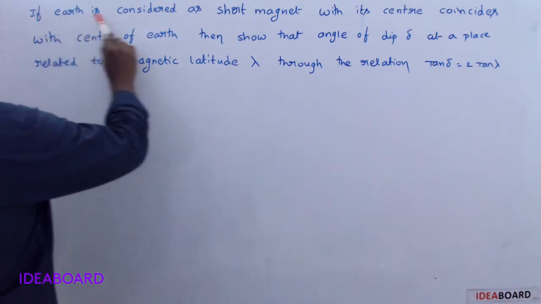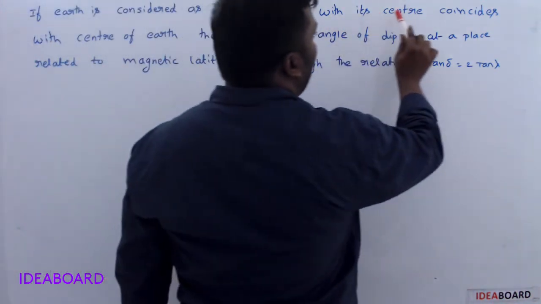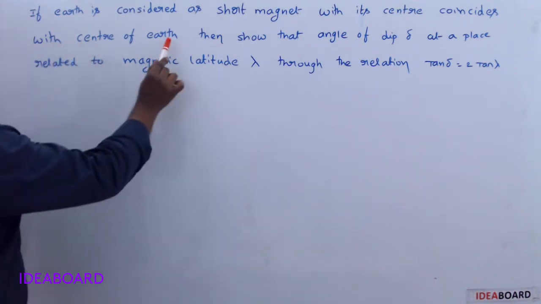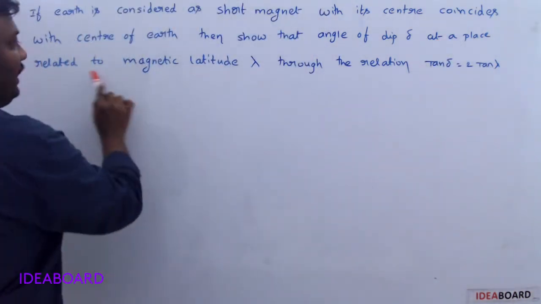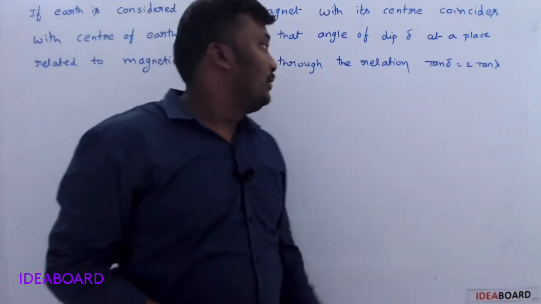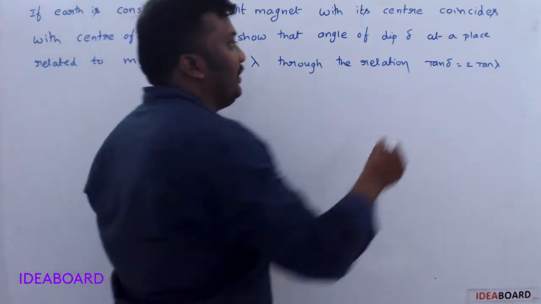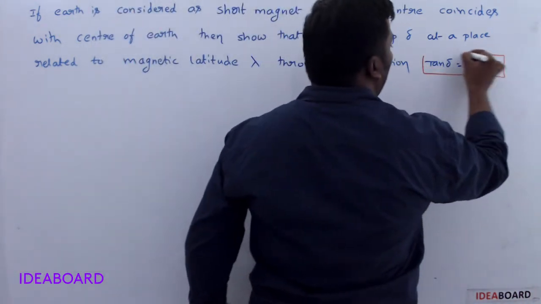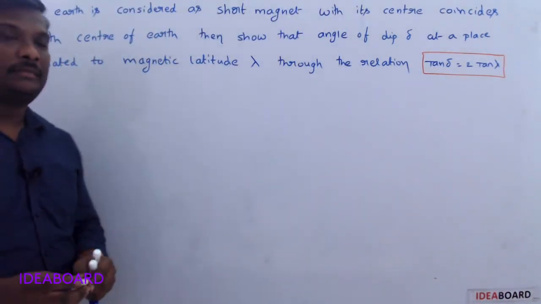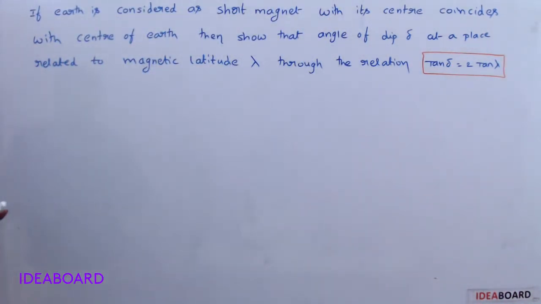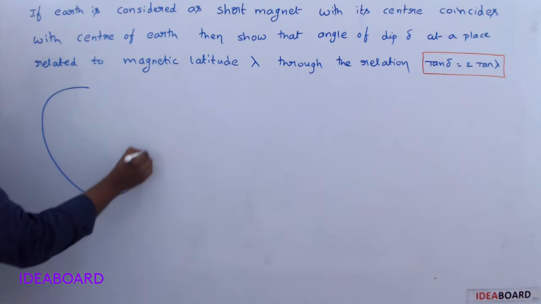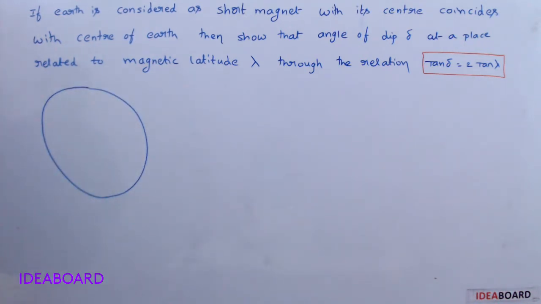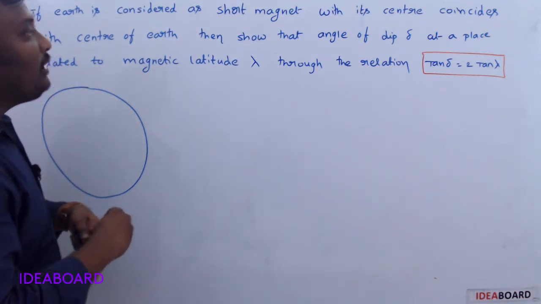The next one is: if the earth is considered as a short magnet with its center coinciding with the center of the earth, then show that the angle of dip delta at a place is related to the magnetic latitude through the relation tan delta equals 2 tan lambda. For this numerical, we know the earth is spherical in shape. Now he said the earth is considered as a short bar magnet.